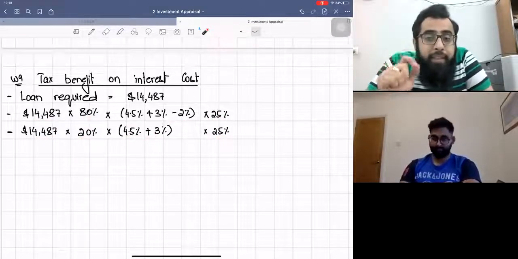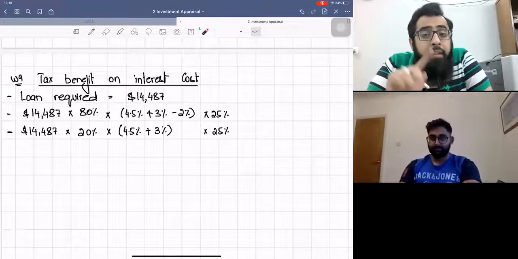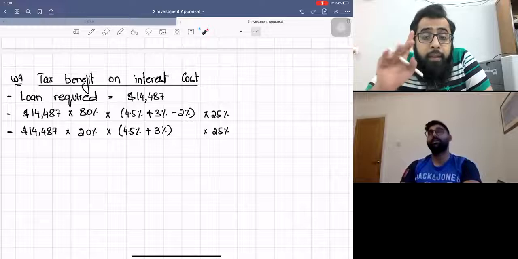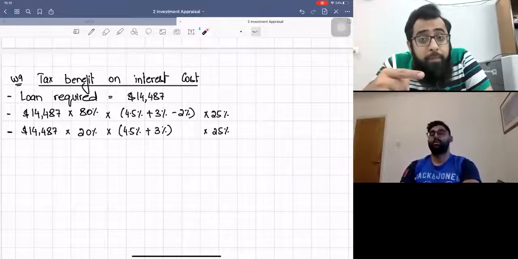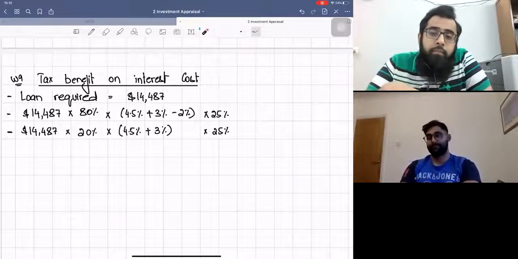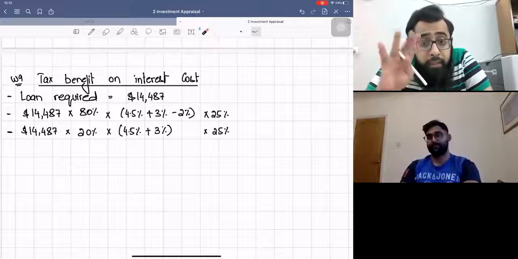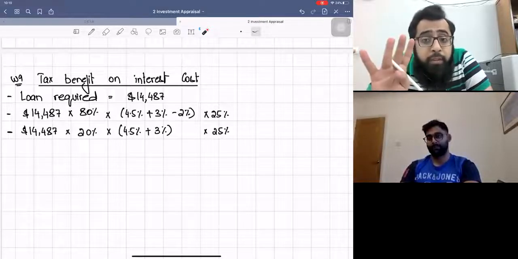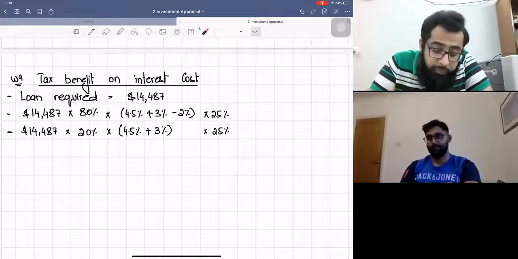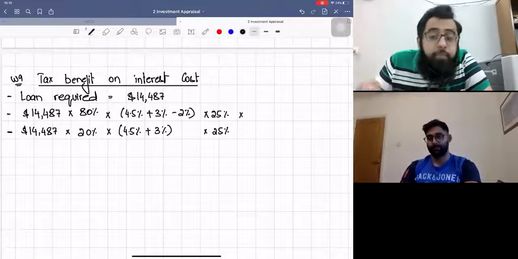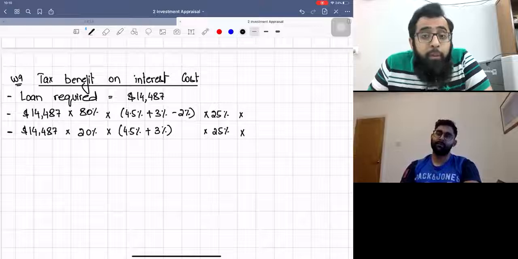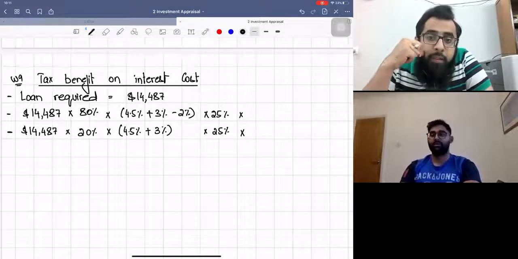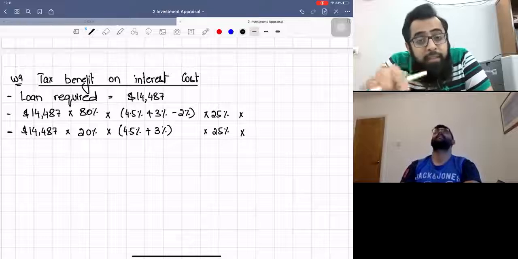Will you save this tax benefit in 1 year or over 4 years? Interest expense will be in each of the 4 years. So the tax benefit will also be in each of the 4 years. So you have to multiply it with the annuity factor of 4 years so that you get the present value of this tax benefit.